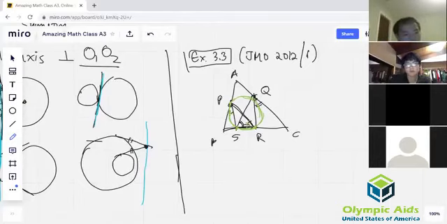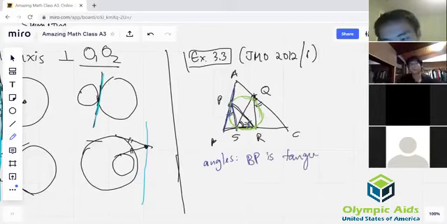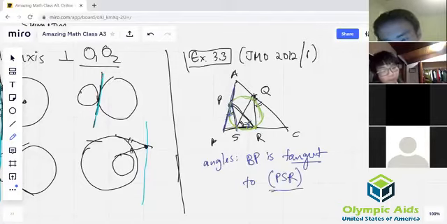The angles, this angle equals this angle. The angles, if you look closely, this actually tells us that BP is tangent to, this is how we say the circumcircle of PSR. We put these parentheses around it. So this green circle, we know that BP is tangent to it.